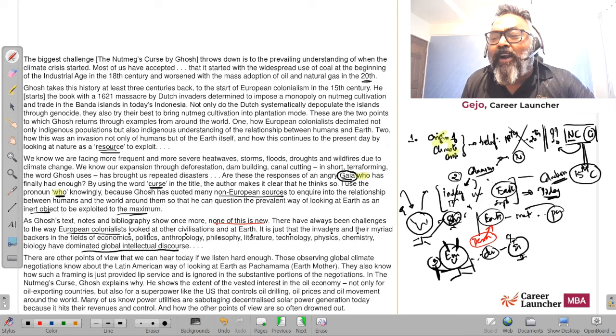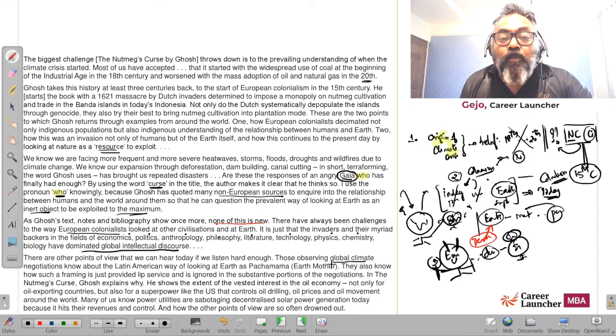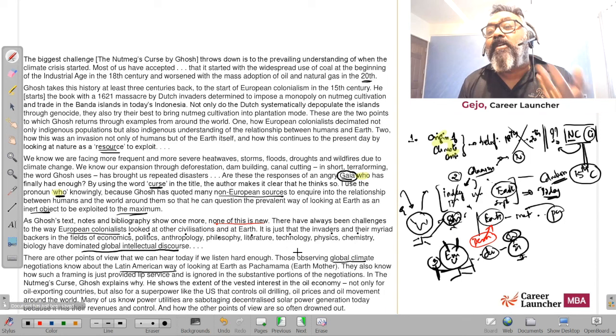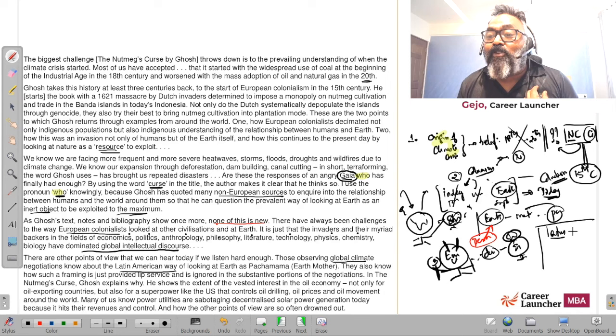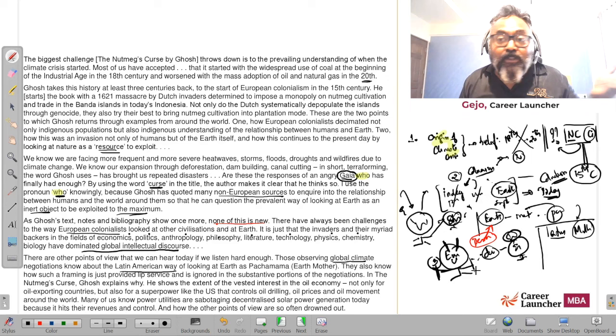That's the mindset. There are other points of view that we hear today if we listen hard enough. Those observing global climate negotiations know about the Latin American way of looking at Earth as mother. So look at Latin America. We call Earth mother. Latin Americans call Earth mother. Is she their mother? There are people who can listen. If you listen, you can hear it as well. But you don't.